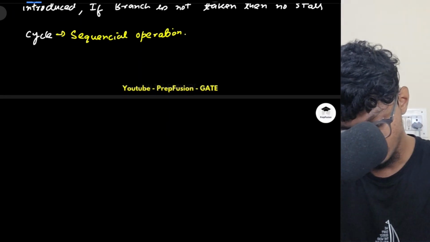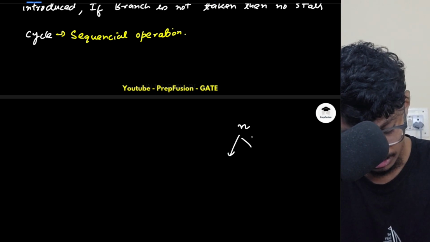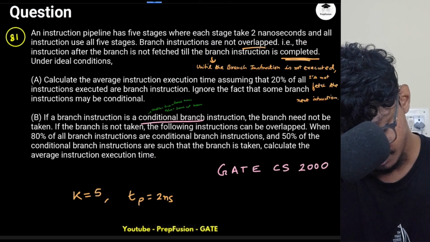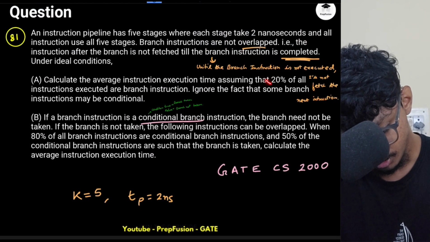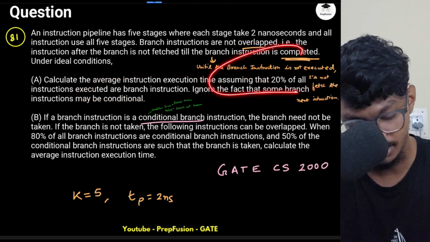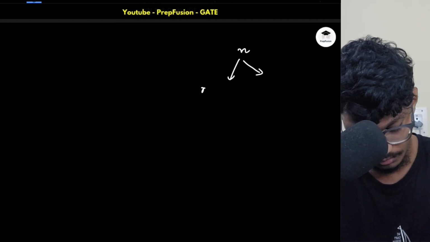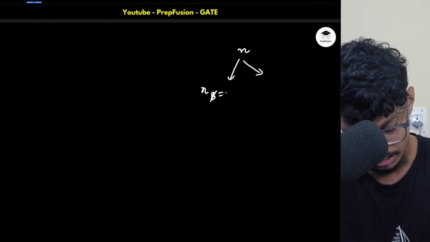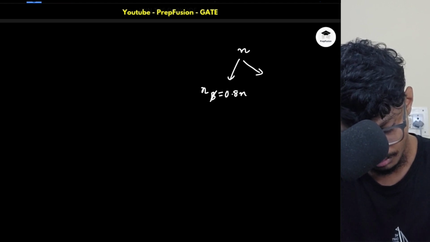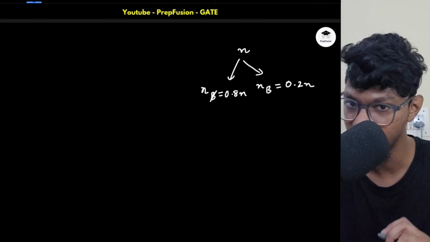So let's first draw the tree diagram. If I have n instructions, out of those n instructions, this information is already given in part 1: 20% are branch instructions. So here n not branch is 0.8n and n branch is 0.2n. I have 20% branch instructions.